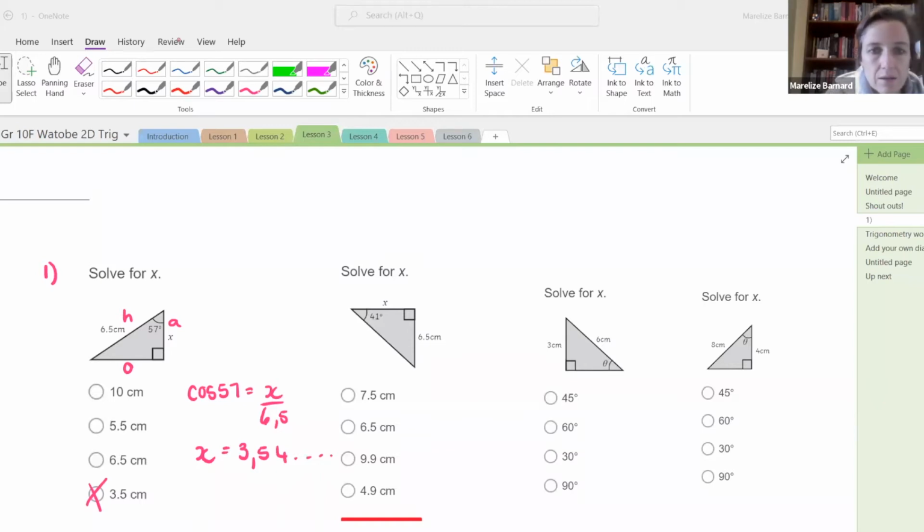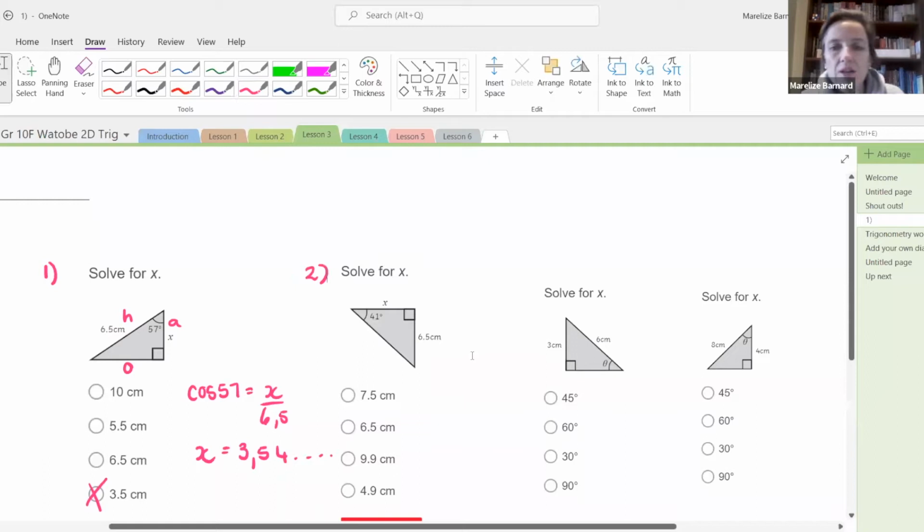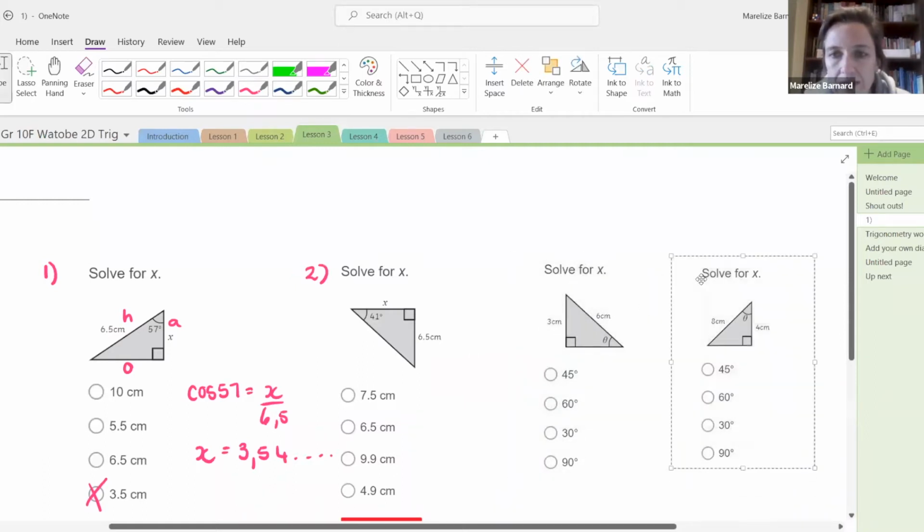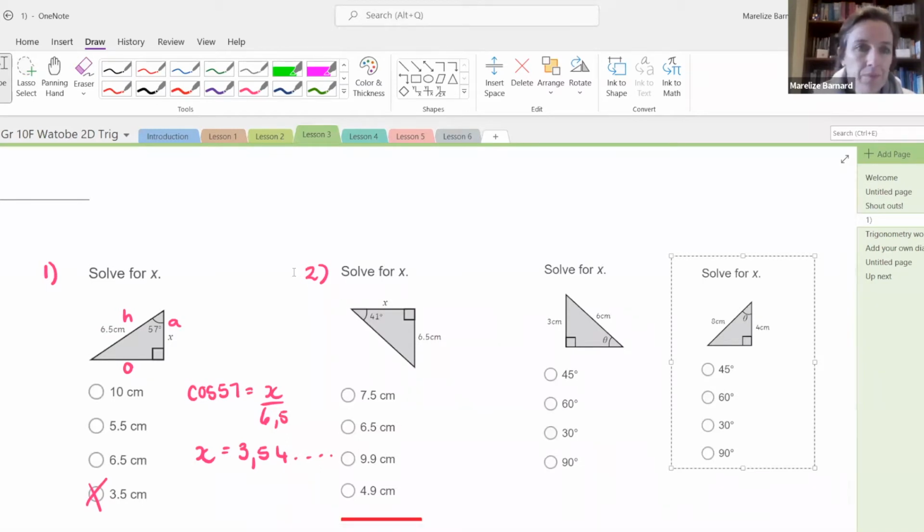Right. Let's all do question two now together. Grab your calculator and everything else that you need, and let's quickly do question two. We are solving for angle X, or rather side X. As soon as you have an answer, post it in the chat. Let me know. Let's take 30 seconds, quick, quick, and solve for that X. Put it in the chat as soon as you have an answer.